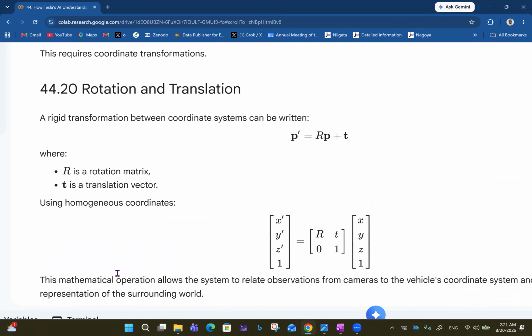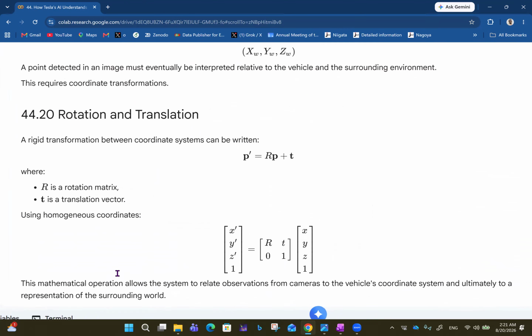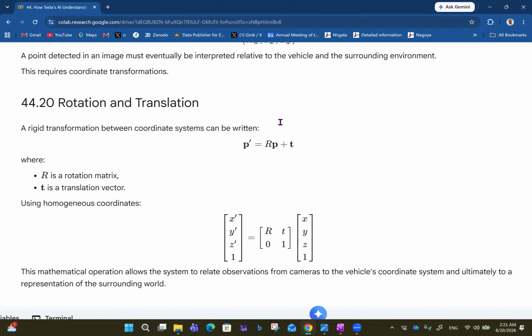So you have ideas about rotation and translation. A rigid transformation between coordinate systems can be written as P' = RP + T, where R is a rotation matrix and T is a translation vector. So you have rotation and translation happening concurrently. Using homogeneous coordinates, you can have [X', Y', Z', 1] equal to [R T; 0 1] multiplied by [X, Y, Z, 1] in the current state. This mathematical operation allows the system to relate observations from cameras to the vehicle's coordinate system and ultimately to a representation of the surrounding world.